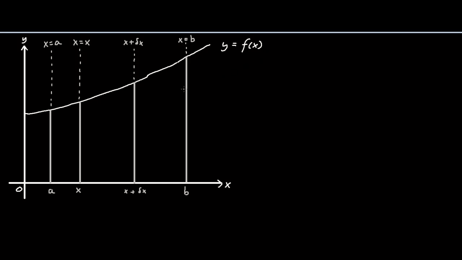Now, I'm going to name two regions underneath the curve. From x equals a to x equals x, we'll have an area called A. And from x equals x to x plus change in x, we'll have a region called change in area.